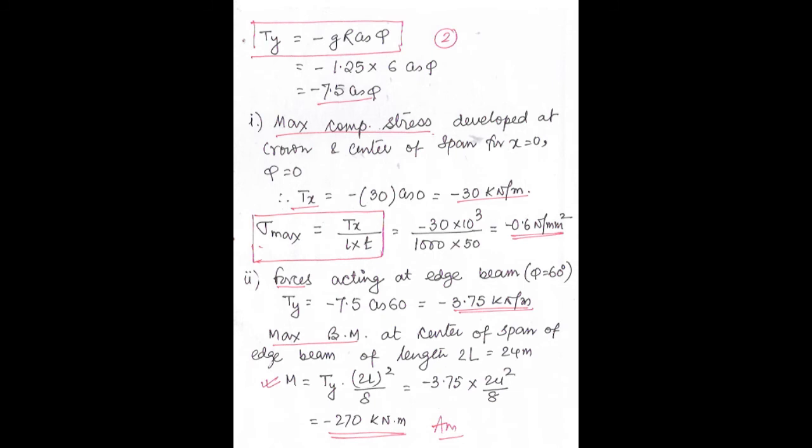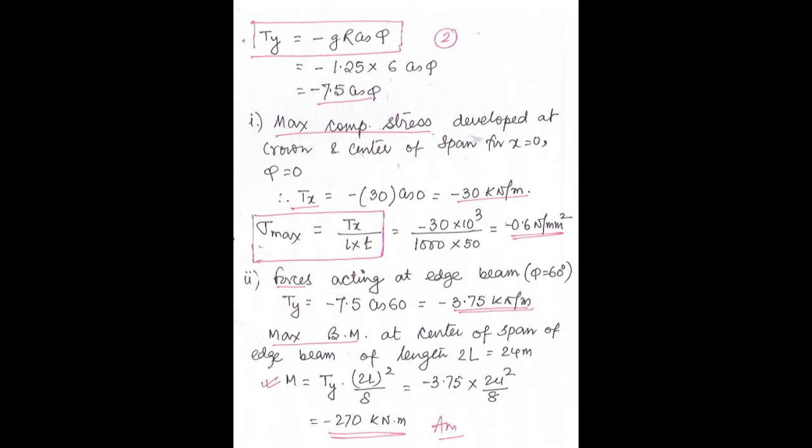Next part was to find the maximum bending moment. So first we have to find the forces acting at the edge beam. So Ty will be minus 7.5 cos phi. Now at the edge beam the value of phi is equal to 60 degree, that is the semicentral angle. When you reach the edge of the shell, phi becomes the semicentral angle, that is 60 degree. So 7.5 into cos 60 gives us 3.75 kilonewton per meter.